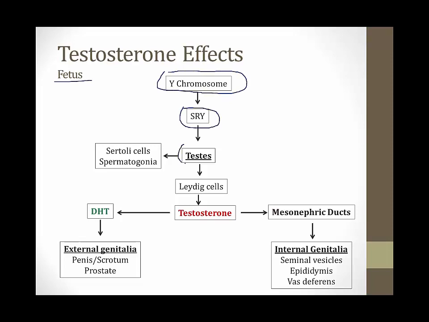That leads to development of the testes, which includes the Sertoli cells, which produce sperm. We'll talk more about that in a little bit, and also the Leydig cells, which make testosterone. Testosterone goes and triggers the mesonephric ducts to develop into the internal male genitalia. Testosterone is also converted into DHT, and this leads to normal development of the external male genitalia.